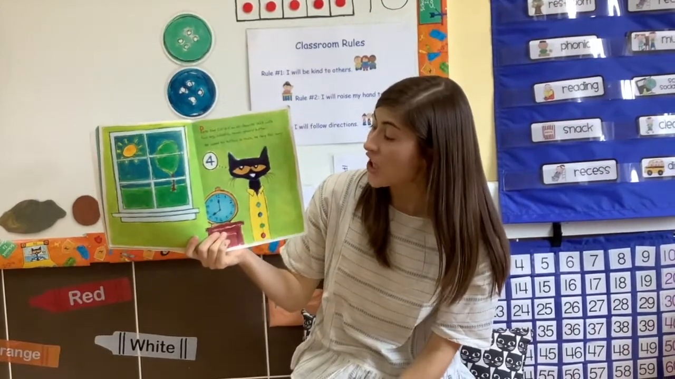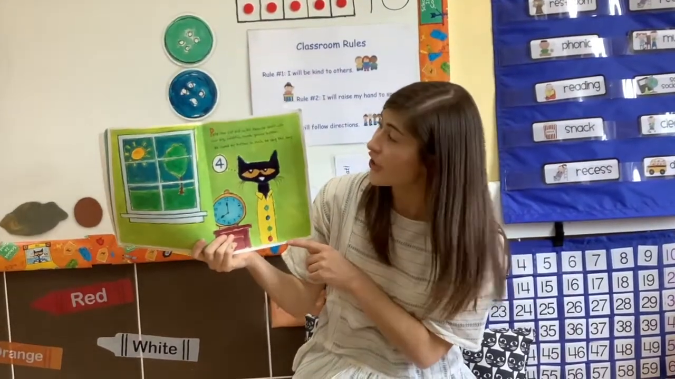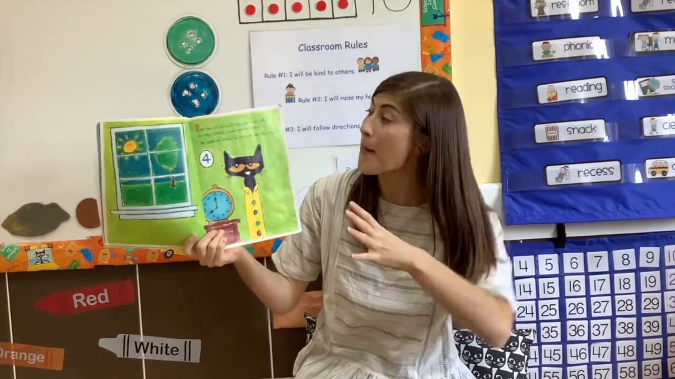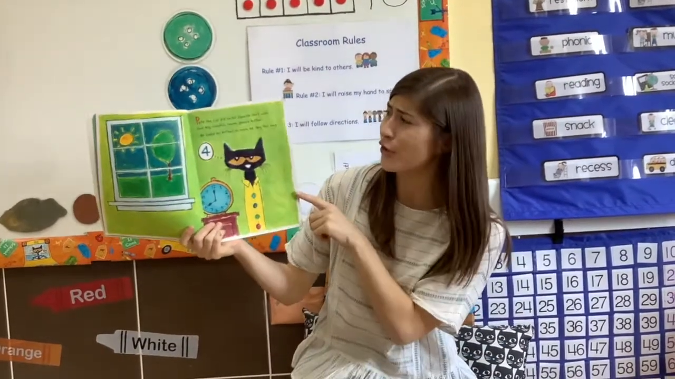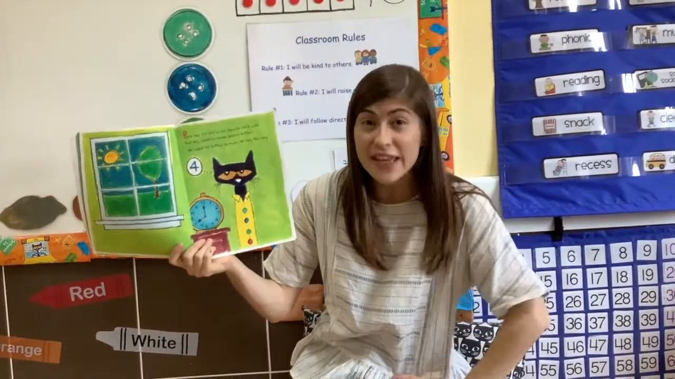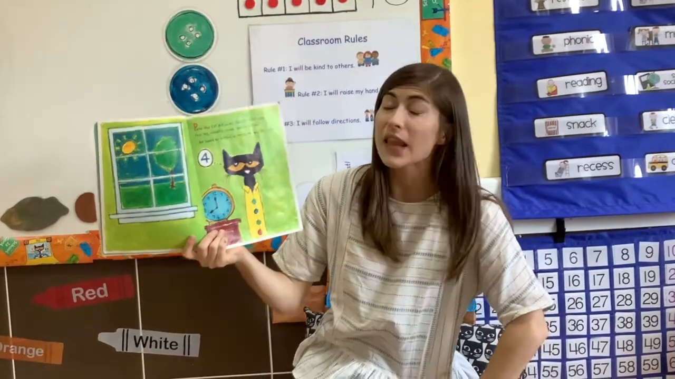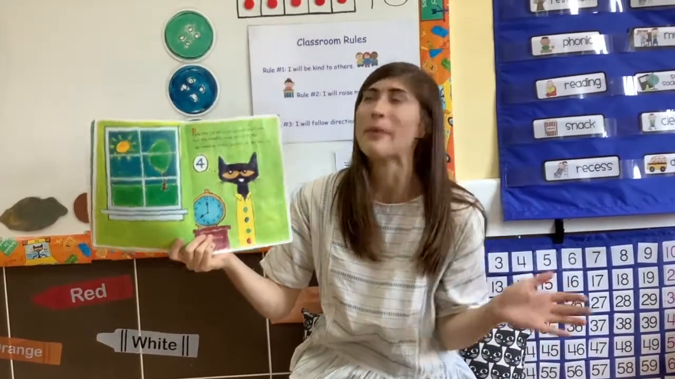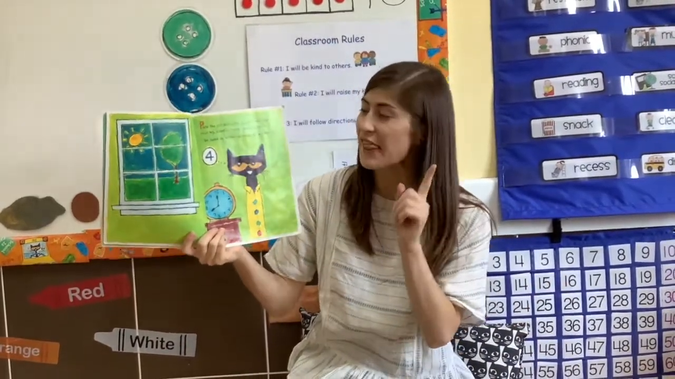Pete the Cat put on his favorite shirt with his 4 big, colorful, round, groovy buttons. He loved his buttons so much that he sang this song.